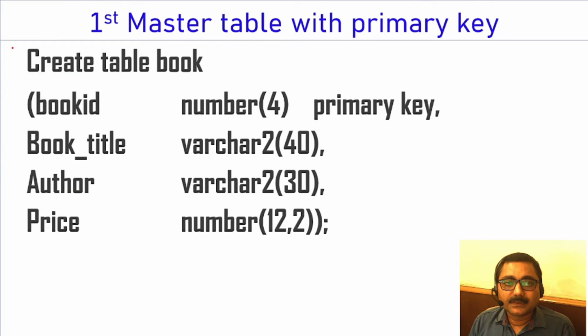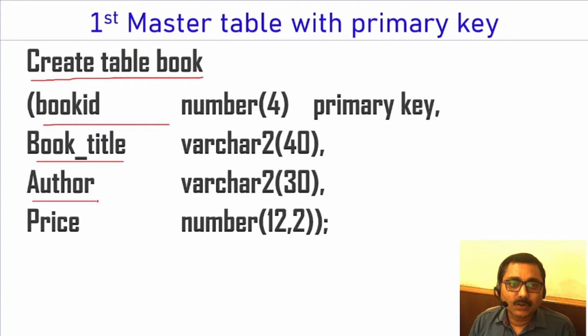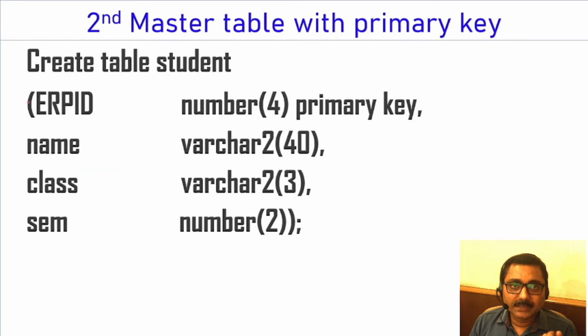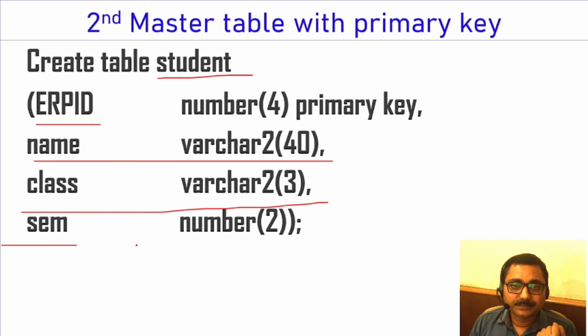Further, this is the example of the first master table. Means I will be creating a table which will have two foreign keys. This is the first master table, book. It has book ID, book title, author, and price. And book ID is the primary key of this master table, and its name is book. So this will act as a foreign key for the child table. Then this is the definition of the second master table. It has the primary key ERP ID, the name of the table is student, and these are the other columns.